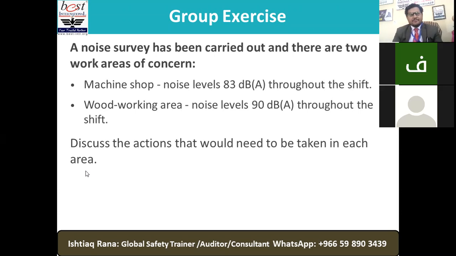Anyone, please? What actions would need to be taken in each area? In the machine shop and in the woodworking area.